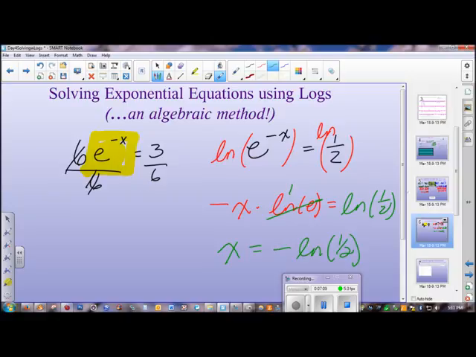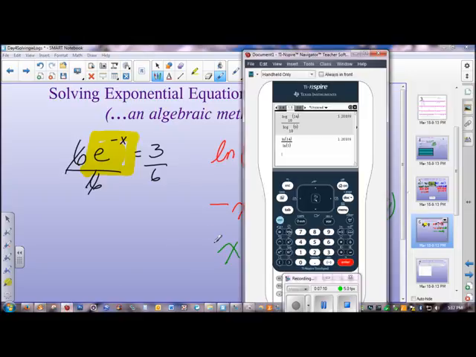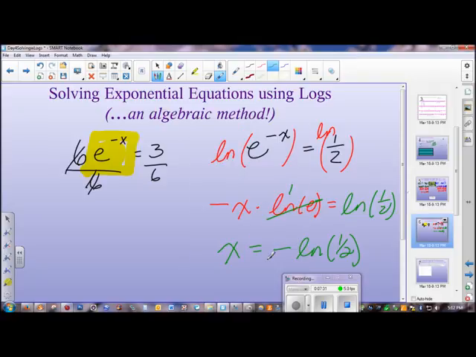At this point, it would be time to pick up my calculator. I will actually type in that minus sign first so I don't forget it. So minus the natural log of 1/2; you can use your fraction template or type in 0.5. And we'll get 0.693147. That's a positive answer. We'd be rounding according to the instructions.